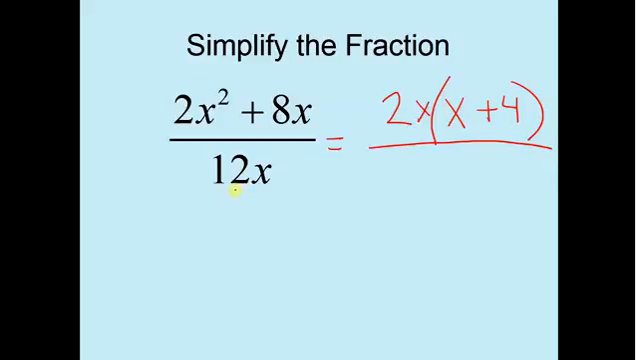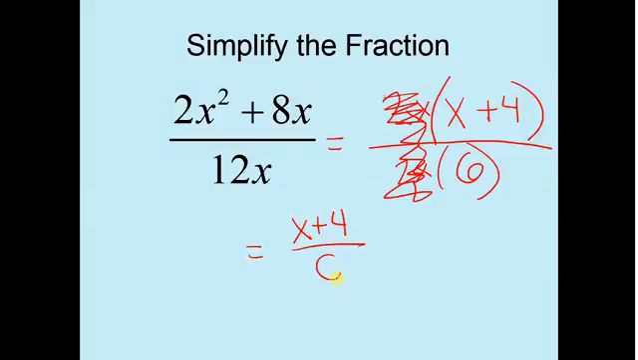Well, I can't really factor anything out, but I want to cancel, right? So can I take out a 2x out of 12x? Yeah, I can, right? What times 2 will give us 12? 6. 6 times 2x is going to give us 12x, right? So now I can take this 2x and this 2x and cancel them out. So I am left with x plus 4 on top and 6 on the bottom.